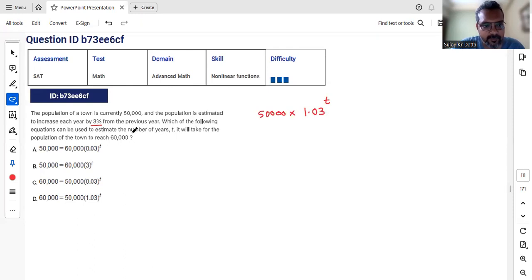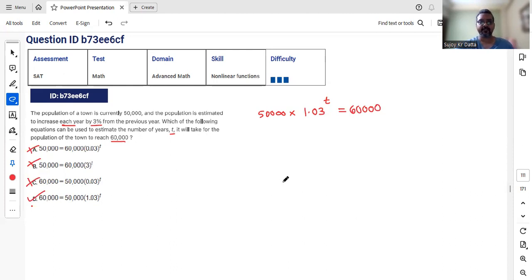So it says which of the equations can be used to find out the number of years t, because it is increased each year, right? So that's t. So how many years will it take for the population to become 60,000? So this equal to 60,000. That is our expression that we need. So this one is the correct option.